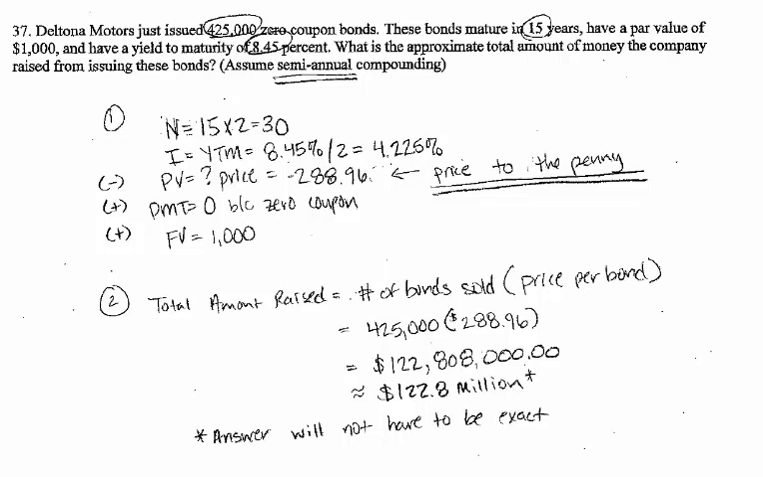Remember, a good trick with these zero coupon bonds is always, hey, I got to figure out what the price is, right? Because they're being sold at a discount. So in this case, we're going to assume semi-annual compounding. Once again, that doesn't make a huge difference with zero coupon bonds, but just roll with it. Number one, first find N. 15 years, you multiply that by 2, you got 30 semi-annual periods.